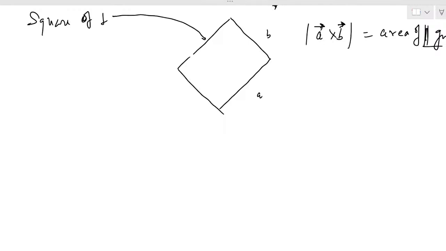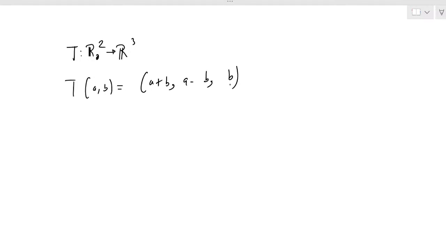Okay, chalo, let me try. You try this question meanwhile. I want to find the TFR question. But okay, so let me define a map from 2 dimensions to 3 dimensions. That is, T of (a, b) is mapped to (a plus b, a minus b, b). Let's say this T is a linear transformation.